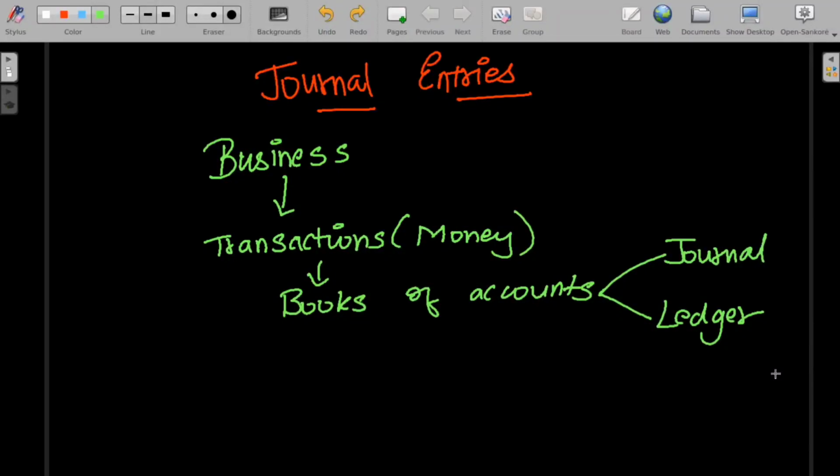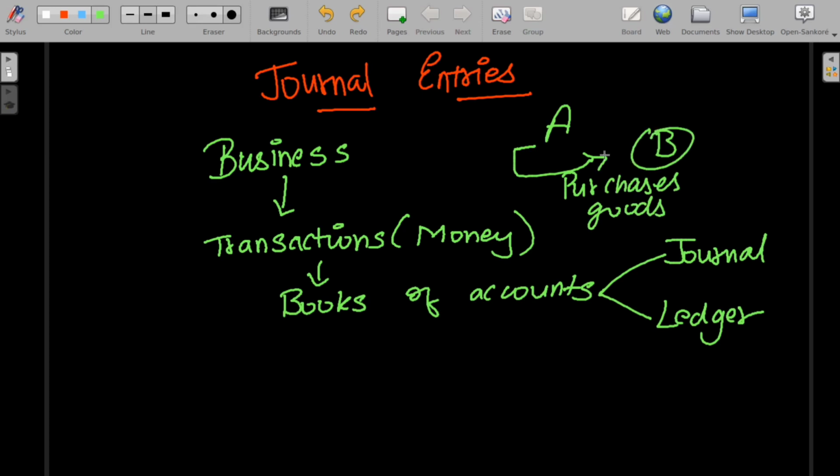Today we're going to learn about journal entries. So just consider there's one business which is A and he buys goods from B. So A purchases goods from B. This has to be recorded in your journal entry because this is a transaction which occurred between A and B, and this also involves money.